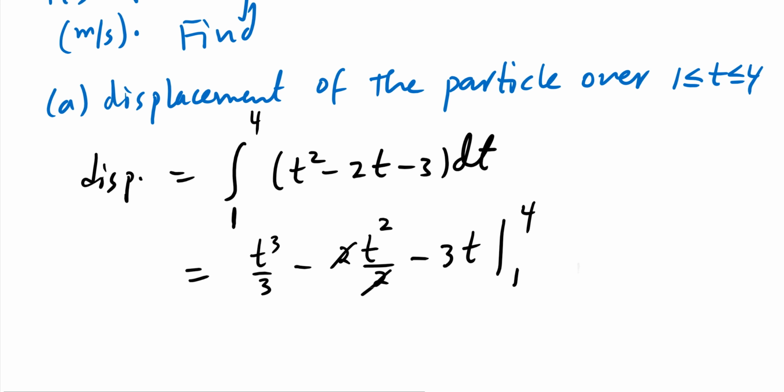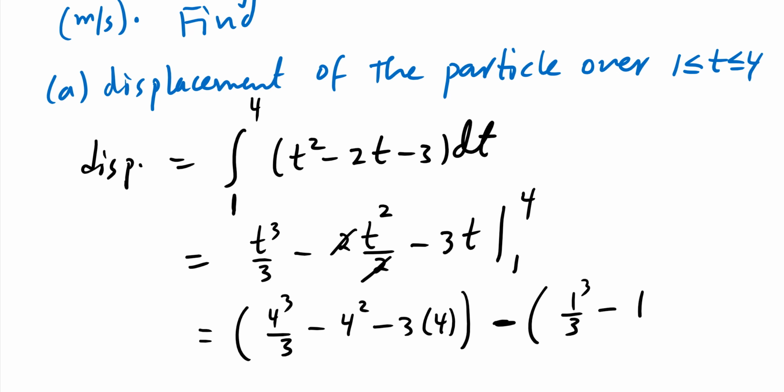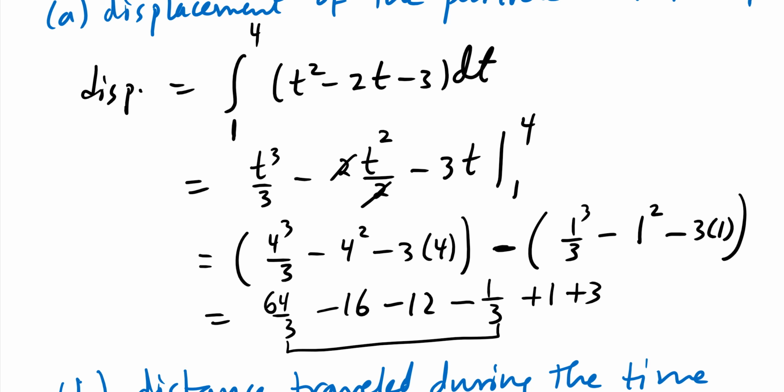Now we're going to substitute the 4 in. So 4 to the third over 3 minus 4 squared minus 3 times 4. Minus, substitute the 1 in, 1 cubed over 3 minus 1 squared minus 3 times 1. Then what we get is 64 over 3 minus 16 minus 12, and minus 1/3 plus 1 plus 3. So then we combine them. This and this go together, that's 63 over 3, that's 21. And negative 16, here there's a 4, that's an 8, negative, minus 24. So that gives us negative 3.